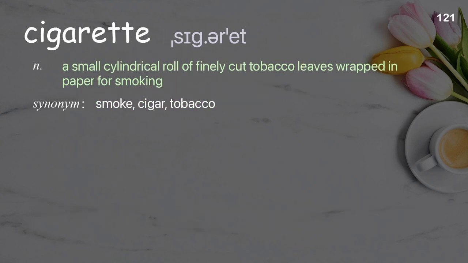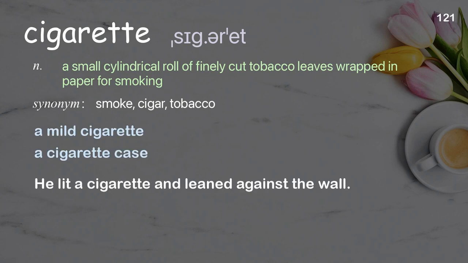Cigarette. A small cylindrical roll of finely cut tobacco leaves wrapped in paper for smoking. Examples: a mild cigarette, a cigarette case. He lit a cigarette and leaned against the wall.